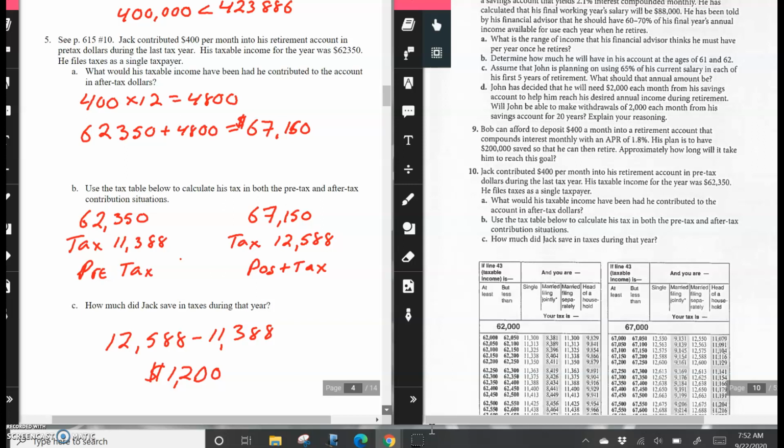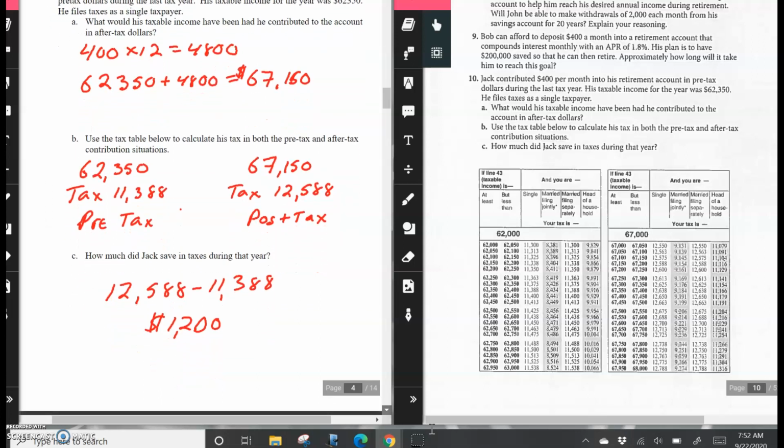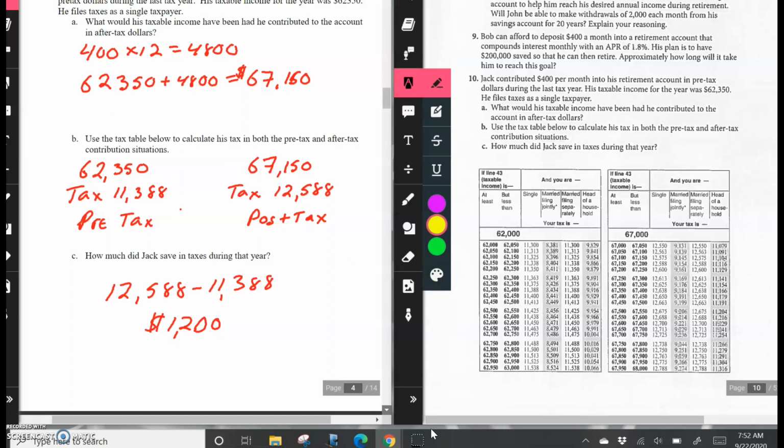Your taxable income is $62,350 from the problem, plus $4,800 because it's pre-tax, so it didn't get taxed yet. So we have to add it to our total income. So a total income of $67,150. Use the tax table on the right to determine his pre-tax and after-tax contributions. So $62,350 is right here. Okay, so you're going to pay a tax of $11,388.